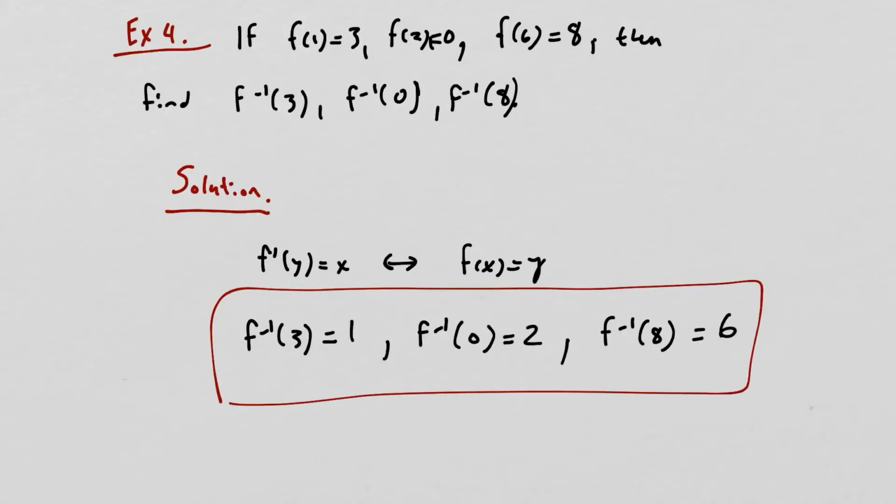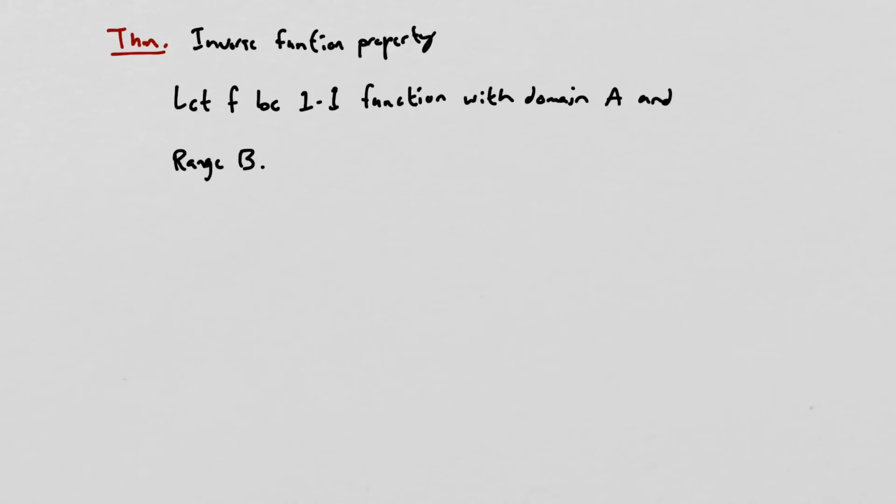One of the main reasons we're looking at inverse functions is because an inverse function undoes the original function. Let's state the following theorem that will describe this behavior. This theorem is called the inverse function property. Let me write the conditions down for this theorem, and then we'll describe what's going on. The one condition that we need is that f has to be a 1 to 1 function. Let's call the domain A and the range B.